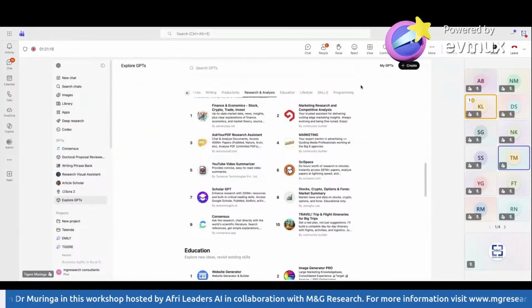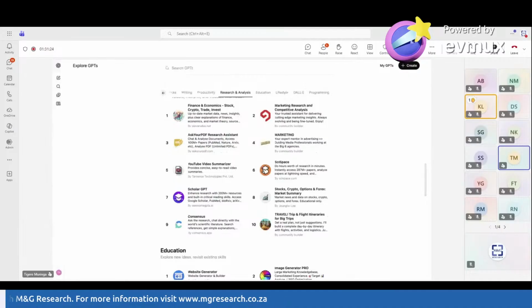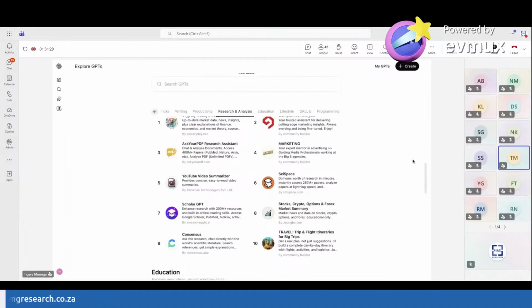Lubadi, I see you have a hand. Are you there? Right. I'm not sure what's happening there, but let's find out here what is going to happen.